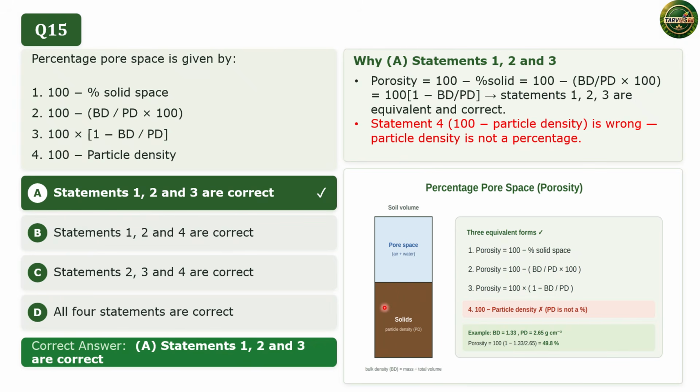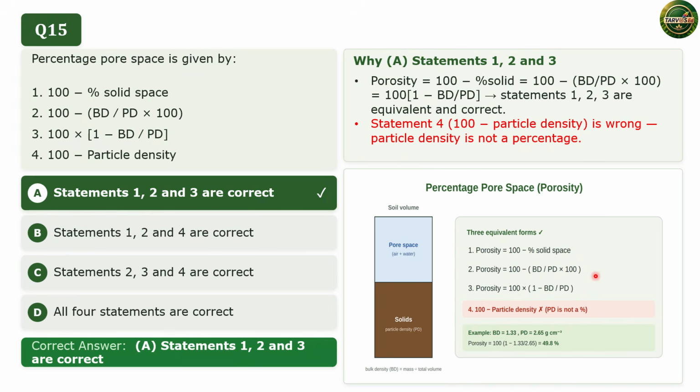Solid space is nothing but the mineral portion of the soil. Pore space is nothing but the space that is not occupied by the mineral space. So they may be occupied either by air or water. So when we add these percentages, that is both pore space and solid space, we get 100 percent. So the first option is the direct formula, that is porosity is equal to 100 minus percentage solid space.